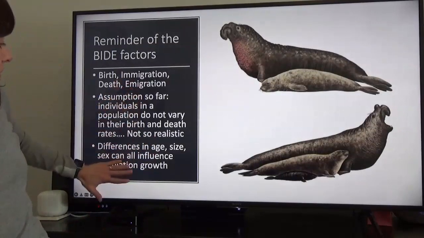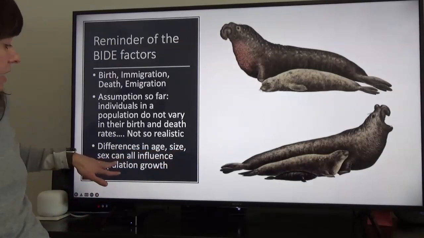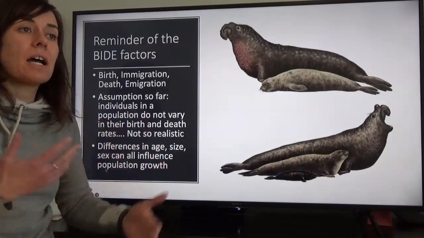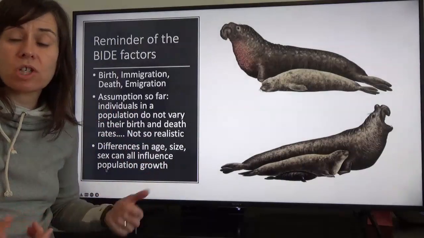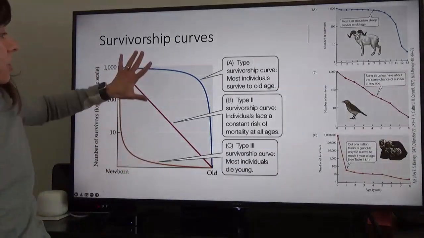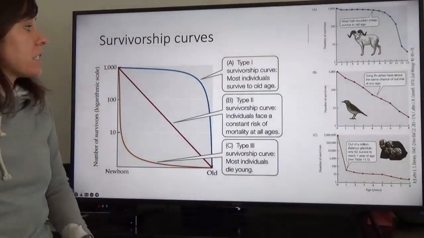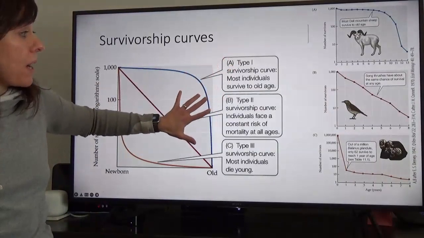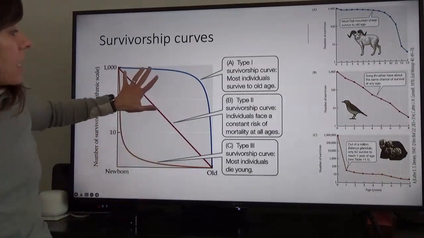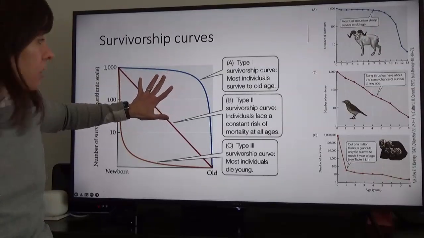So there are differences that we see in terms of age, size, and sex that can all determine population growth and how population dynamics are changing through time. And the other piece to recognize is, just returning to some of these ideas that we saw when we were talking about different life history strategies, that there are different types of survivorship curves and different ways that populations can change through time.